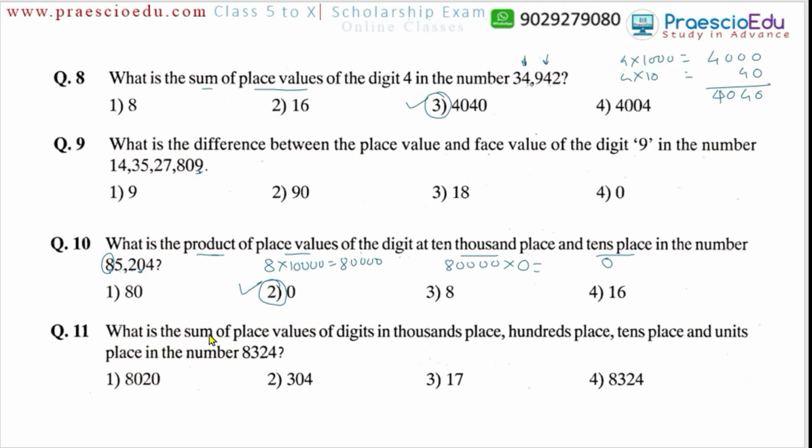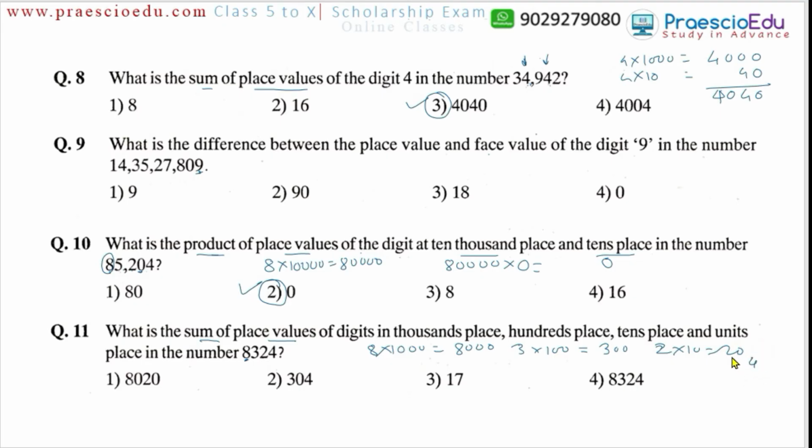Now question 11, what is the sum of place values of digit in thousands place? Thousands place means the 8, so the place value will be 8 multiplied by 1000, so 8000 will come. Okay, and summation means added with the 100 place, so 3 multiplied by 100, so 300 comes. Then the tens place means the 2 face value, and the place value is 10. So 2 multiplied by 10 is equal to 20, and the unit is 4 multiplied by 1, which means 4.